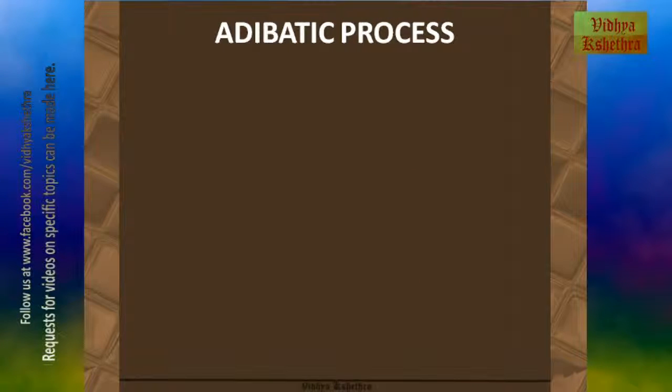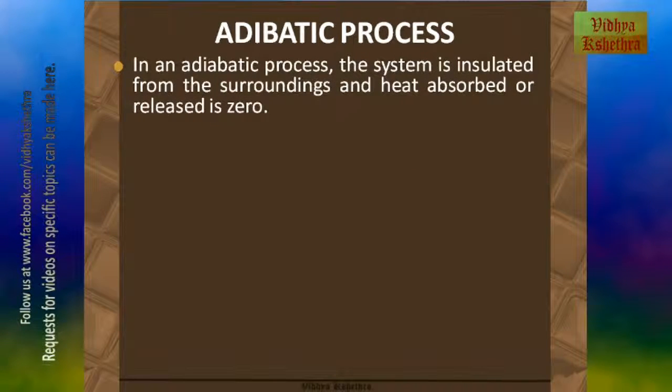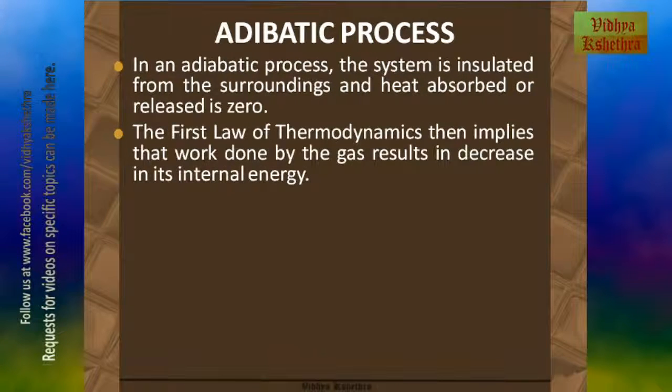Now, adiabatic process. In an adiabatic process, the system is insulated from the surroundings and heat absorbed or released is zero. The first law of thermodynamics, if we apply in this case, implies that work done by the gas results in decrease in its internal energy. Since delta Q is equal to 0, delta W is equal to minus delta U.